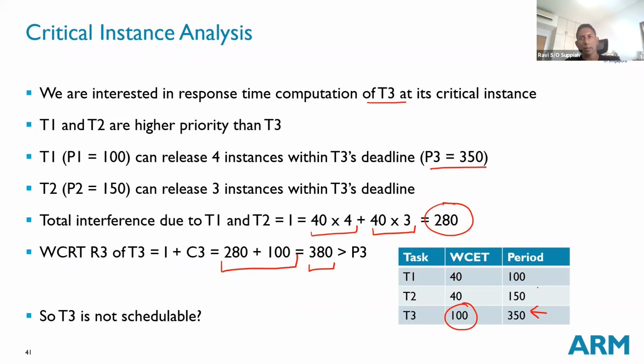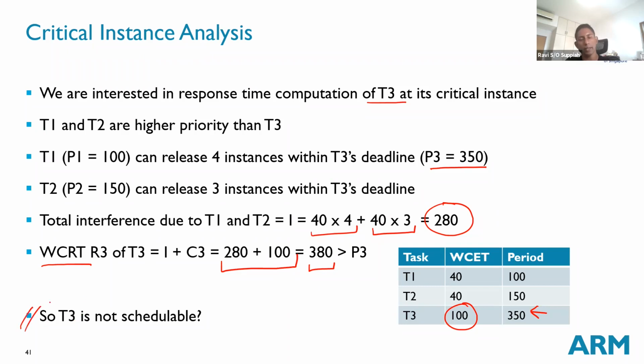If you look at these numbers, you can say that based on this, the worst case response time, if you remember, means we look at the current task execution time plus all the interference that can happen. In this case, because there's so much interference from higher priority tasks, we are unable to complete task 3 before its deadline. So the thinking is that task 3 is not schedulable.